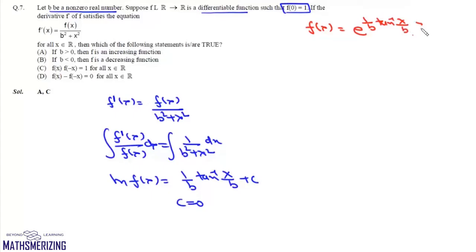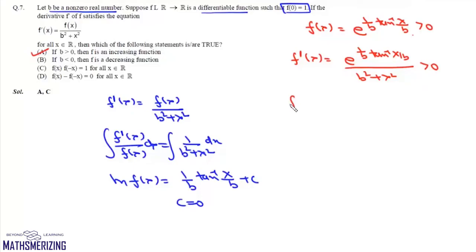Now this f(x) is greater than 0. So if we look at this f dash x, it will be e to the power 1 upon b tan inverse (x upon b) upon b square plus x square, which is greater than 0 for all x belongs to R. So for all values of b, this function is an increasing function. So which is your option A.